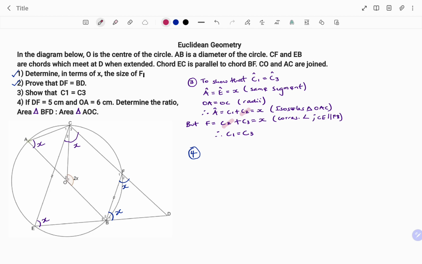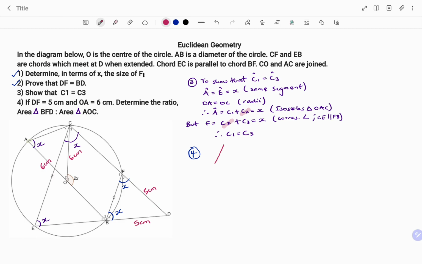For the fourth part of the question, we had to show that if DF is 5 centimeters, and remember, because the base angles are equal for the triangle DFB, therefore the line DB will also be 5 centimeters, and the line OA is 6 centimeters as the radius, and because OC is also the radius, that will also be 6 centimeters. We have to determine the ratio of the area of triangle BFD to the area of triangle AOC. I'm going to draw the two triangles as shown below.